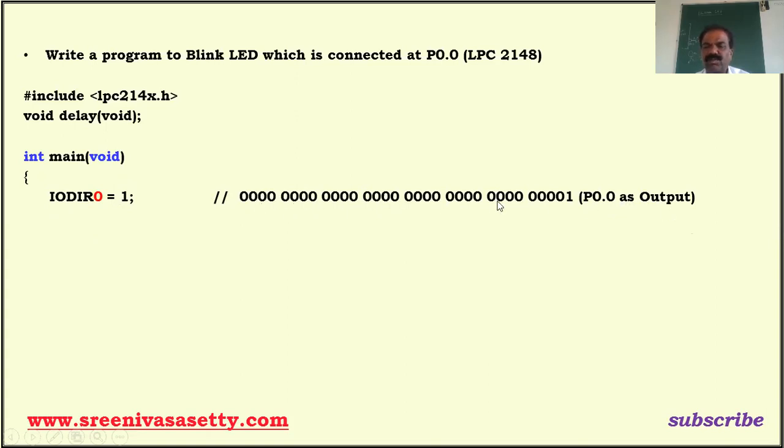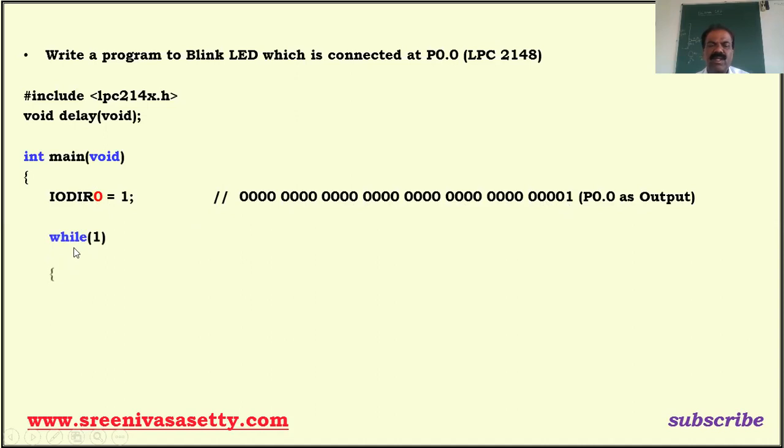So we have 32 bits. Here this is P0.0, the 0 bit. This is the first bit, the second bit, like this. Therefore, we just write 1. The binary equivalent of 1 is this. If you assign 1 to this particular register, it is going to configure P0.0 as output.